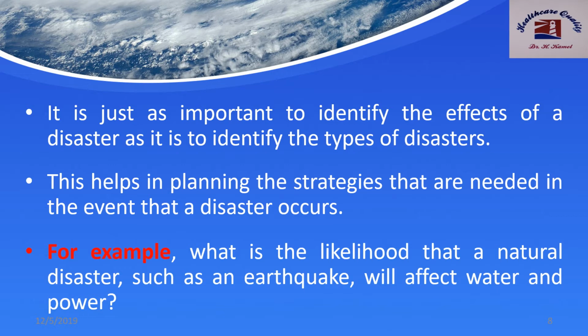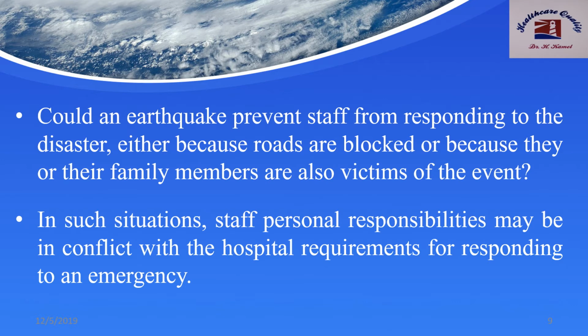It's just as important to identify the effects of a disaster as it is to identify the types of disasters. This helps in planning the strategies that are needed in the event that a disaster occurs. For example, what's the likelihood that a natural disaster, such as an earthquake, will affect water and power supply? Could an earthquake prevent staff from responding to the disaster, either because roads are blocked or because they or their family members are also victims of the event?